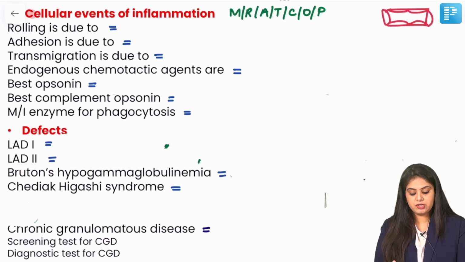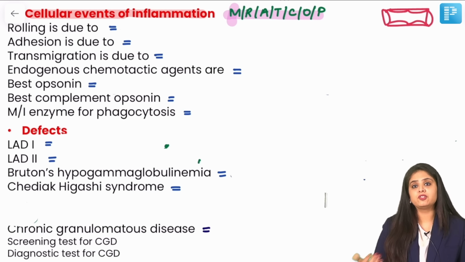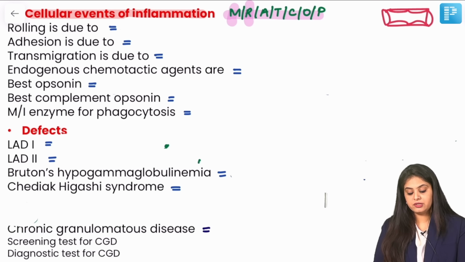Let's move on to the next slide, where we are going to talk about the cellular events of inflammation, which is learnt by the classical mnemonic M-RAT-COP. M of course means the cells have come to the margination. After coming to the margin, the cells are rolling. Now rolling is because of which molecules?